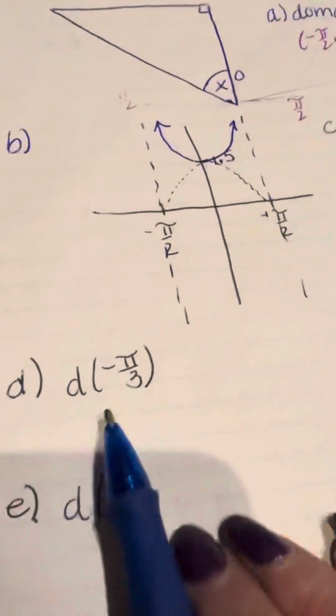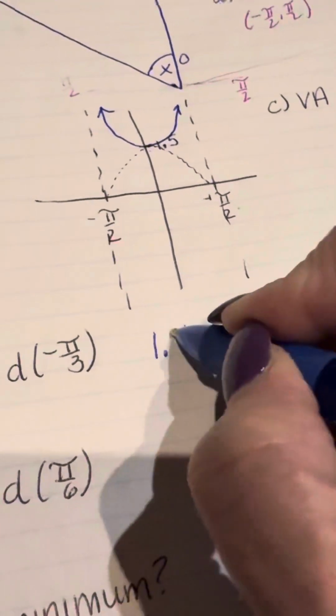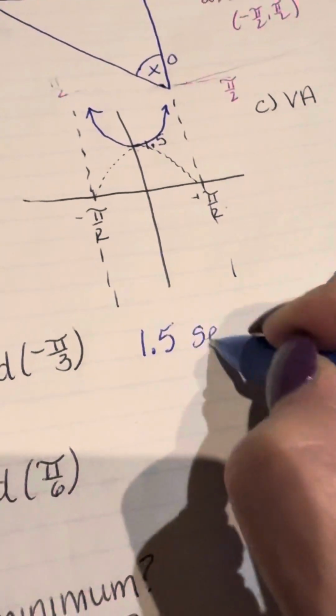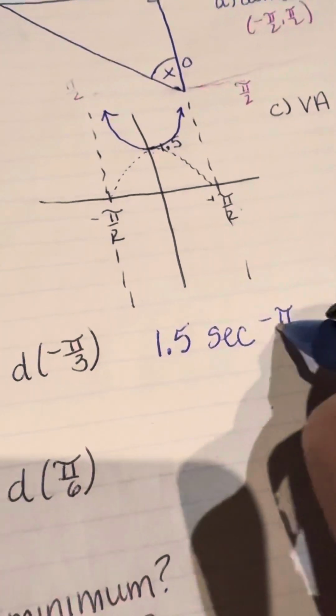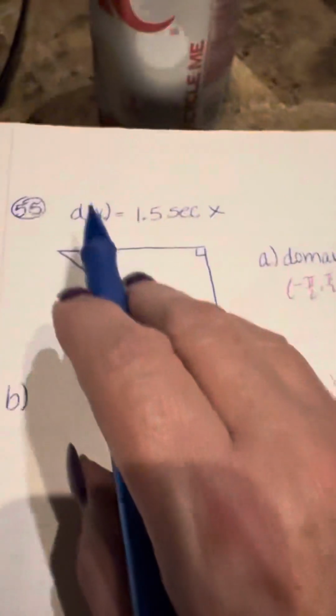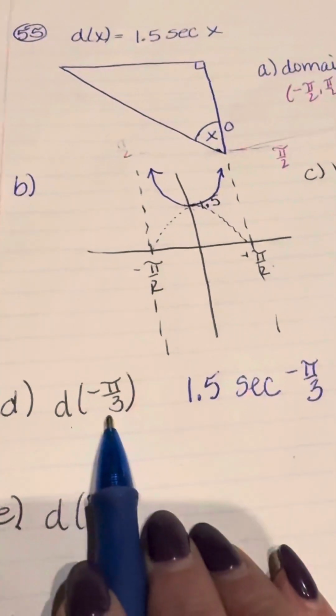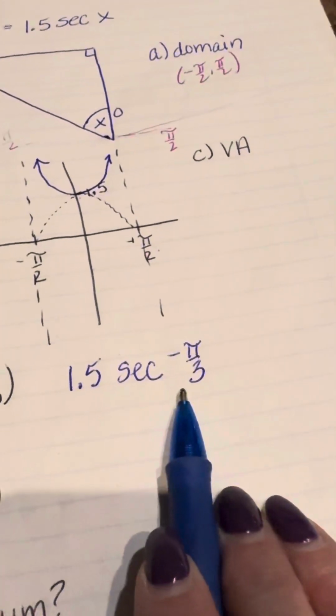Then they wanted us to calculate this. So we're going to put that in the function. Remember, I've said this 100,000 times. This means go find the function. There it is. Replace the input value with negative pi over 3. So that's what I get.